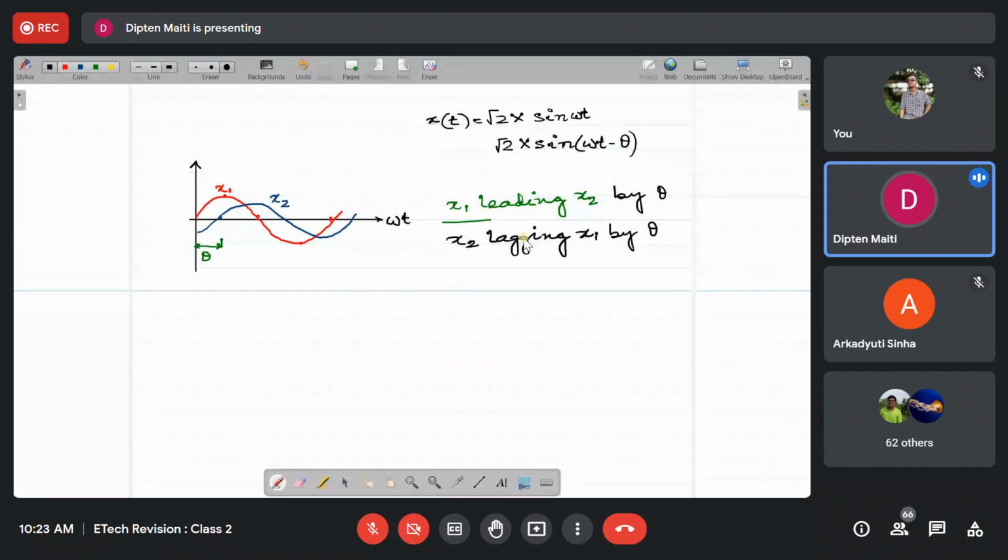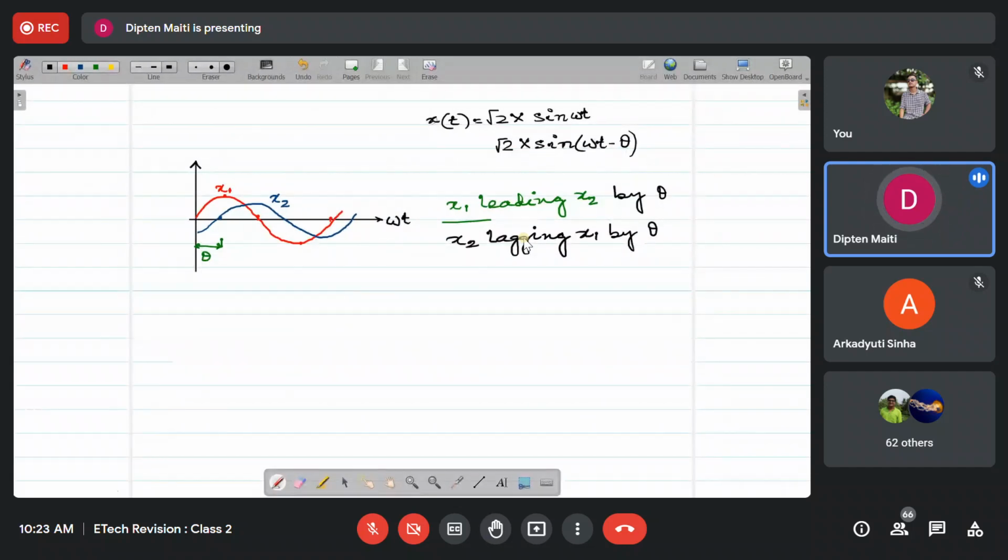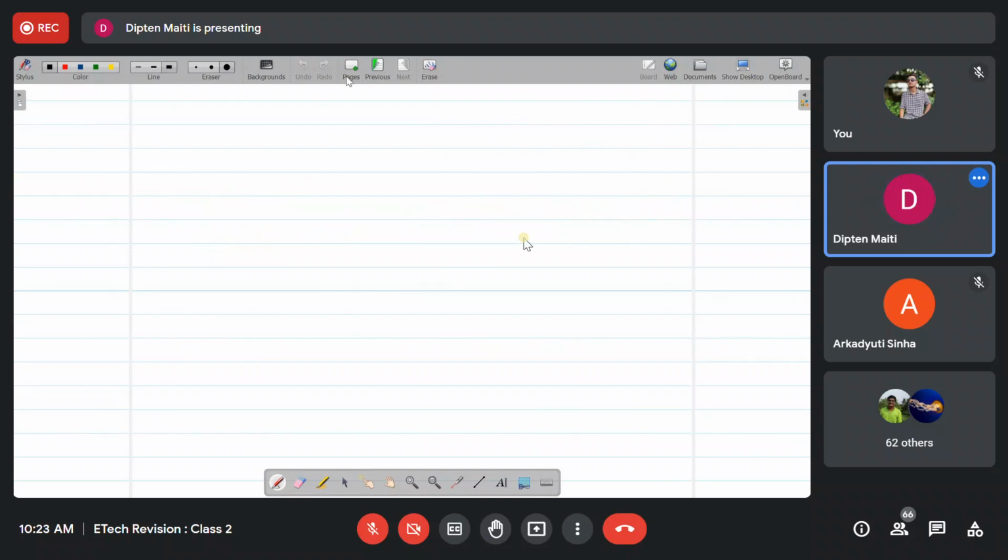Now if you know the frequency relations, you can easily write down the expressions of X1 and X2. Of course, you need the RMS value of that also. So this way you can completely define the mathematical relationship of X1 and X2 and their phase angle relationship also. So I hope you got my point. Now, if you have any question here, please ask me.